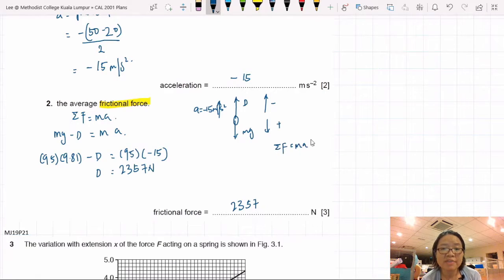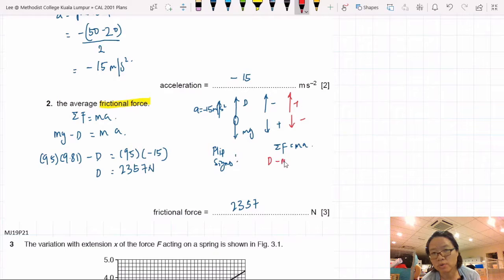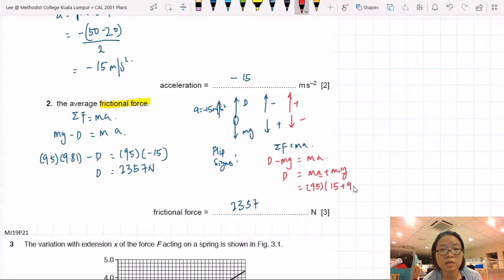Anyway, let's say you use F equals ma, but you flip the signs, meaning you take up as positive, down as negative. So you have D minus mg equals ma, so D will be ma plus mg, which is 95, my bad. I don't know why I keep thinking he's 75. And then the a and g, 15 plus 9.81, because we're treating upward as positive. You get the same answer, okay?